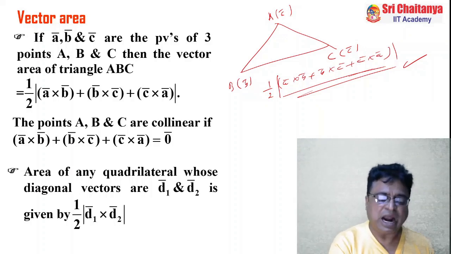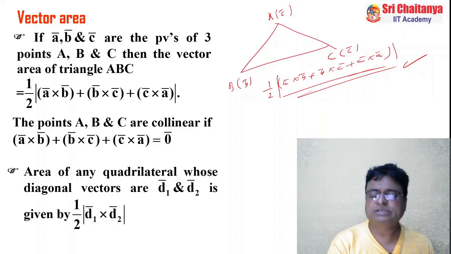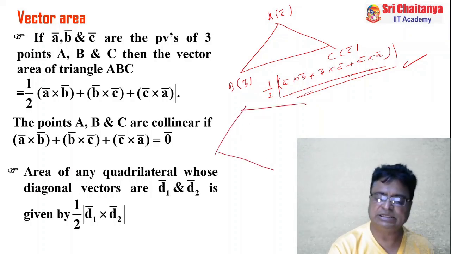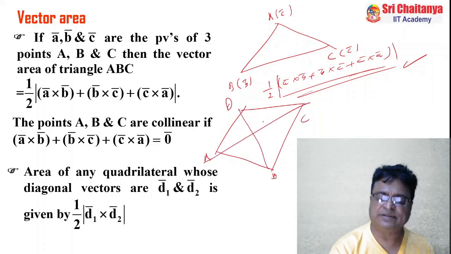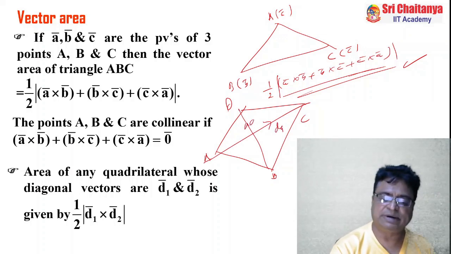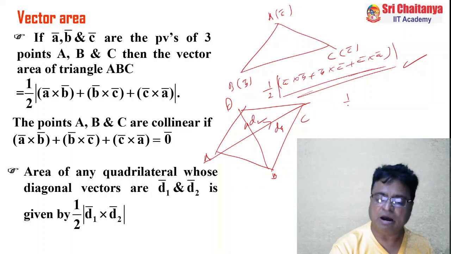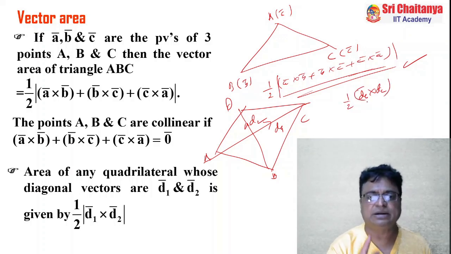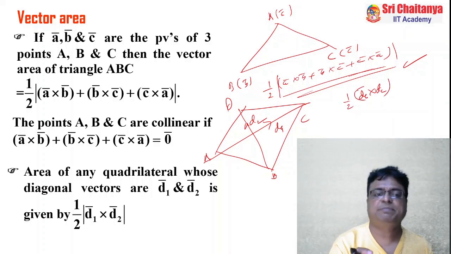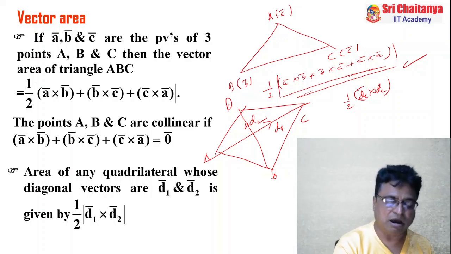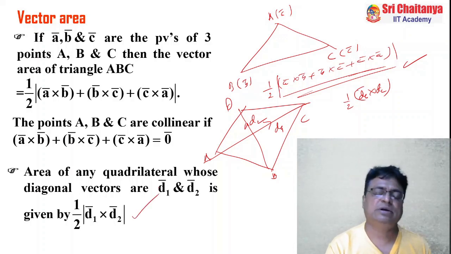Try it. And of course, if the diagonal vectors of a quadrilateral are given, suppose this is my quadrilateral ABCD, and this is one diagonal D1 and this is another diagonal D2. Then the vector area of this quadrilateral is given by half into D1 bar cross D2 bar. This is the vector area. Please try to listen to the terms very properly. Vector area is half D1 cross D2, whereas area is half mod D1 cross D2.